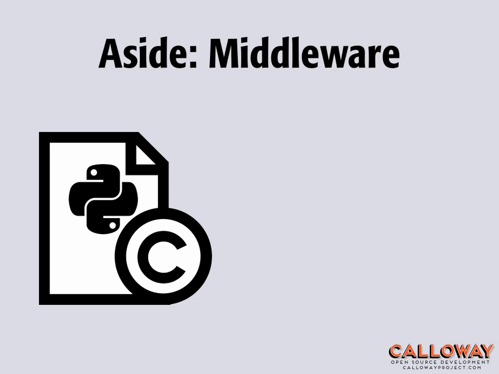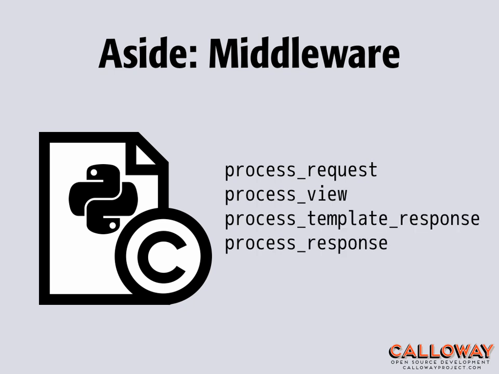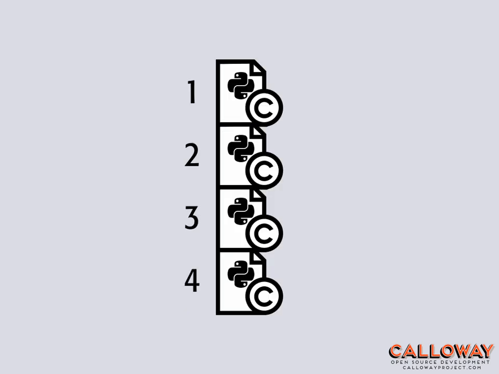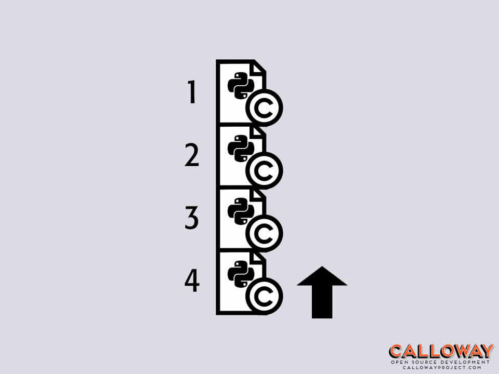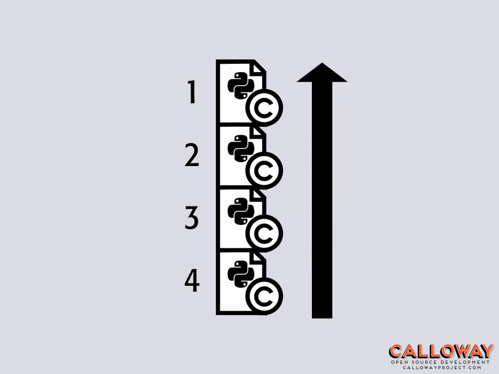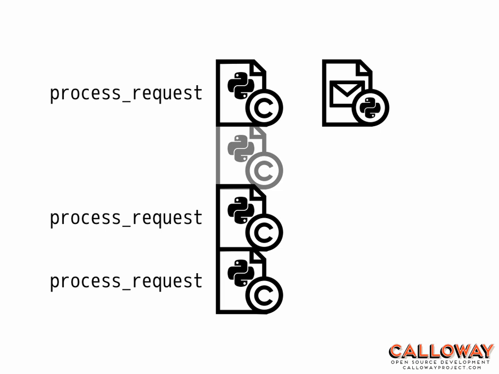Now let's do a quick aside about Django middleware. Django middleware is a class that implements one or more of the following functions: process request, process view, process template response, process response, and process exception. The middleware classes are arranged as an ordered stack. Each of the functions is called at different times and in different orders. In the request phase, they are called in ascending order. In the response phase, they are called in descending order. Now back to the Django request phase.